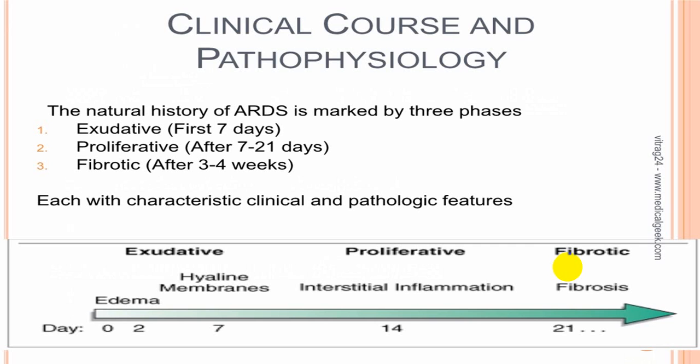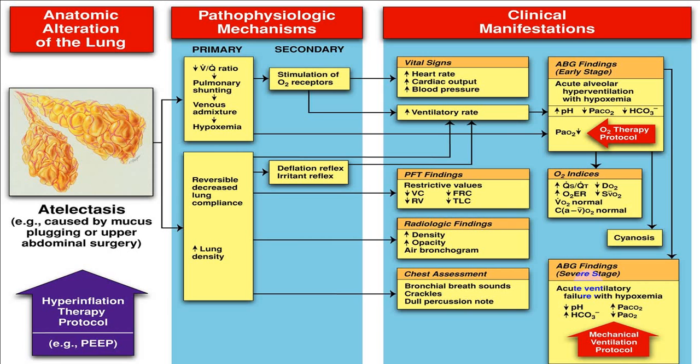acidosis. So there are different stages we call the exudative stage, where there is hyaline membrane disease. In the proliferative stage there is interstitial inflammation, and then there is a release of fibroblasts and fibrosis, which we call the fibrotic stage, and then the person goes into what we call the recovery stage. These are in detail the different stages. You get pathophysiological changes, primary and secondary mechanisms. This is when the person develops atelectasis. This will be all the different signs, vital signs wise.